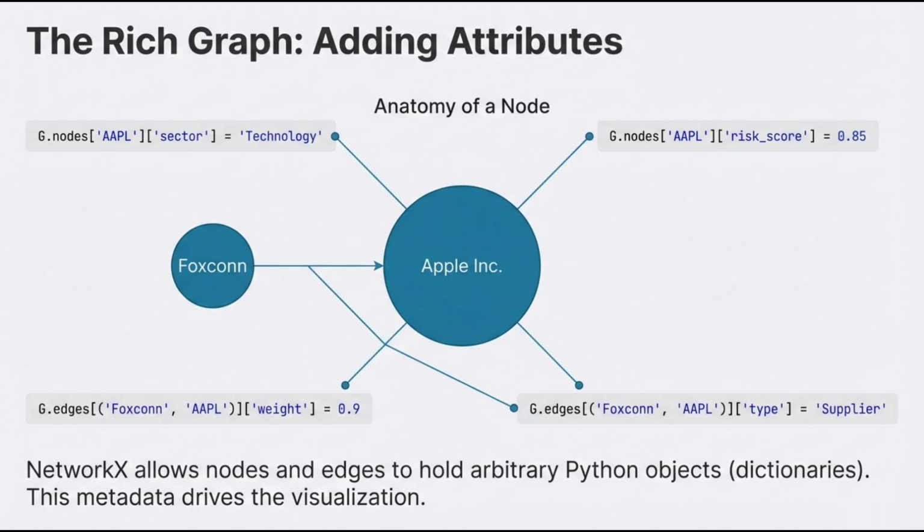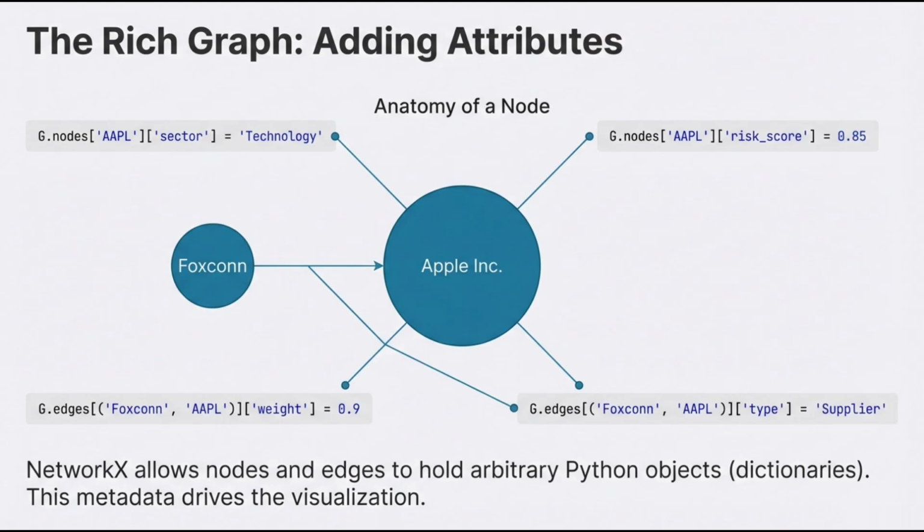This is very important in financial applications because the graph structure alone is often not enough. We need to know what kind of institution a node is, what sector it belongs to, how risky it is, or what role a connection plays. A weighted edge might represent transaction volume, while an edge type might distinguish ownership from supply dependence.